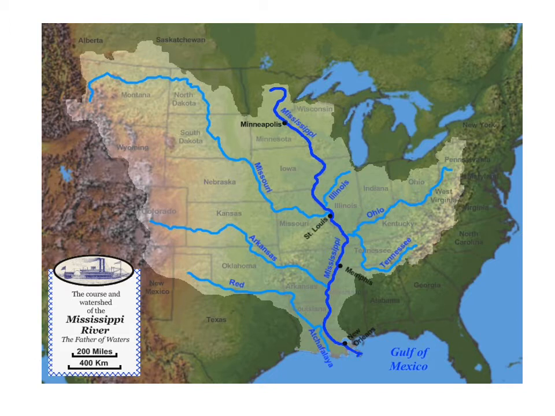To the west of the Appalachian Mountains, and extending all the way to the Rocky Mountains out in Colorado, Wyoming, and Montana, you have the light green on this map. And this is the basin of the Mississippi River system. It's technically called the watershed.